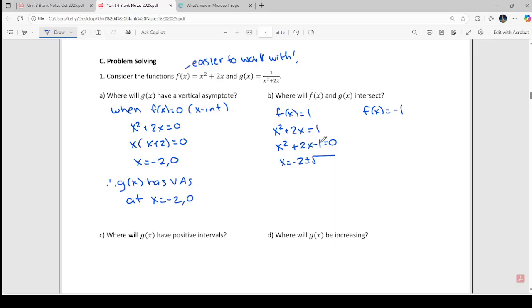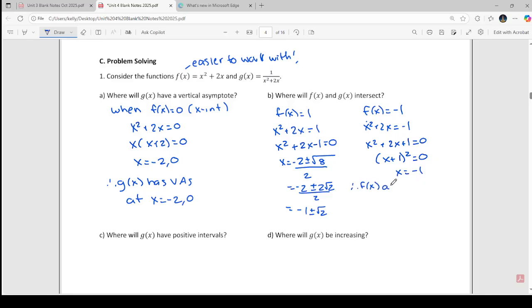So -2 plus or minus root 8, which simplifies to 2 root 2 over 2. So we got -1 plus or minus root 2. There are actually two x values that have a y of 1, so this will create two intersection points. And when does x squared plus 2x equal -1, or x squared plus 2x plus 1 equal 0? Great news, this is a perfect square trinomial. So x plus 1 squared is 0, or x is -1. So there is one x value that gives us a y value of -1.